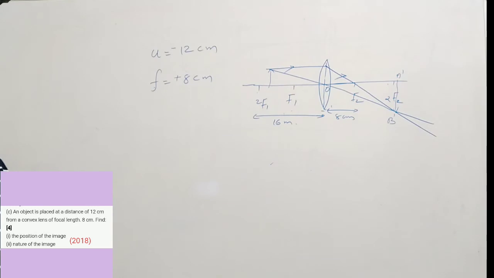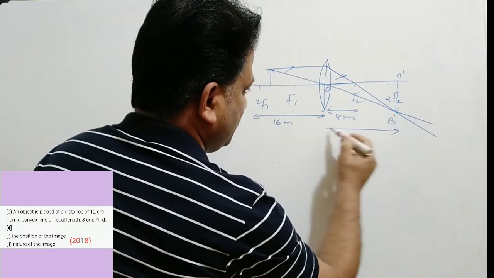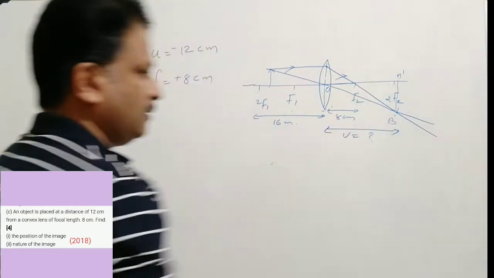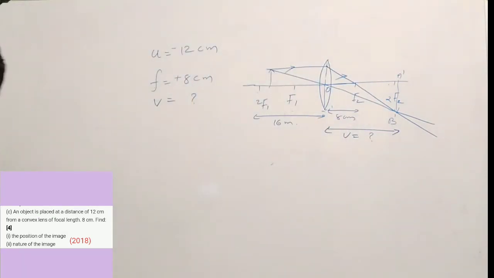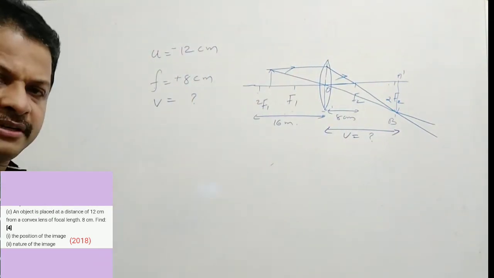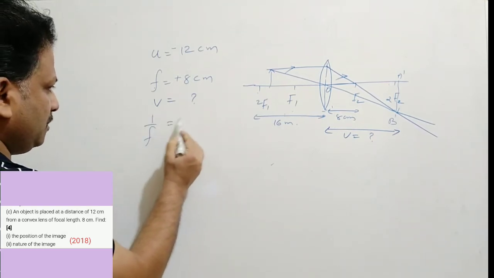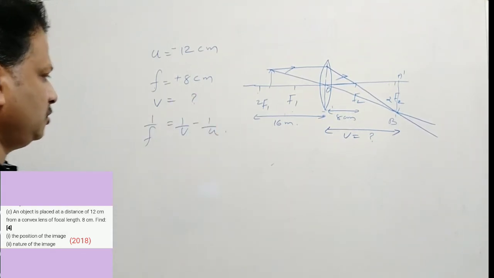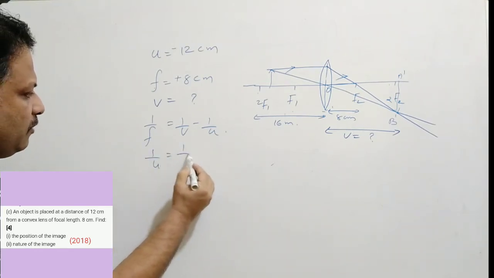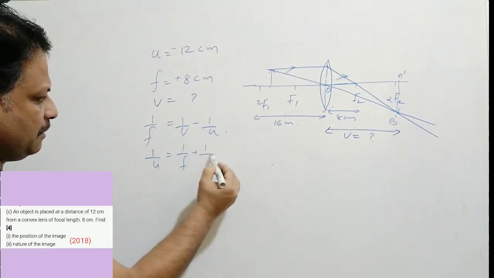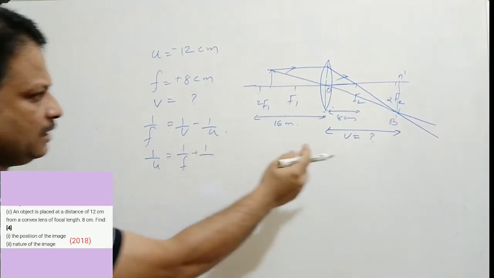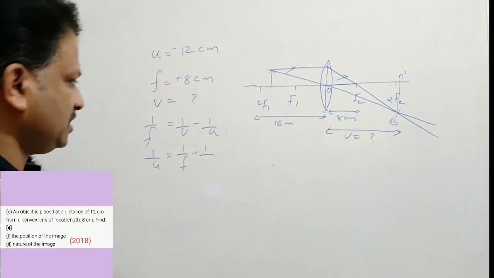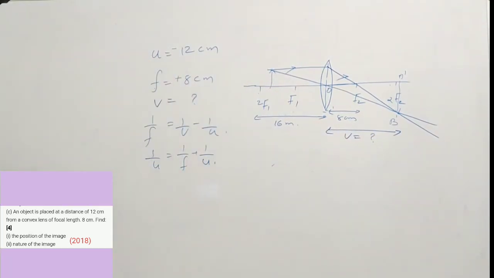Okay, so we have to calculate the position of the image. What is this position? V. So we have to calculate v, that is the position of the image or the image distance. Clear? Now how can you solve it? With the help of the lens formula, 1 by f is equal to 1 by v minus 1 by u. So we need 1 by v. 1 by v is equal to 1 by f. Taking u to this side, it becomes plus 1 by u.